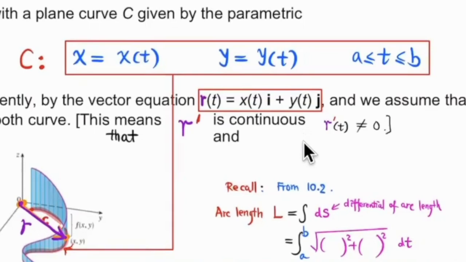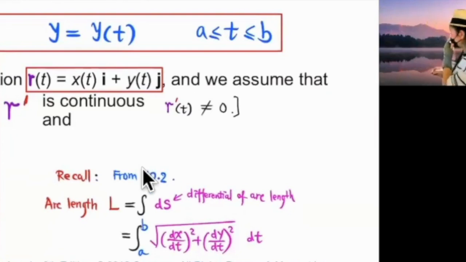ds is equal to, if I put the dt outside, because this is dt, right? Because this is dt over here, then this is dx dt. Good. It is the square root of dx dt squared plus dy dt squared. Remember, let me refresh your memory.